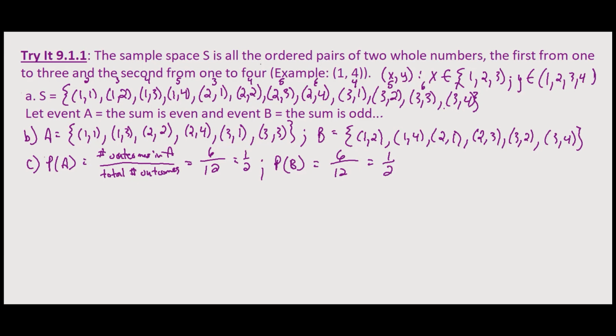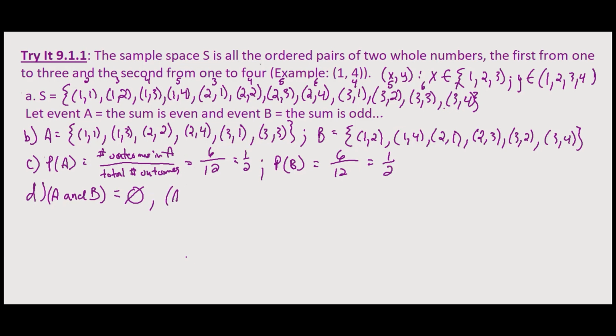Now with part D, we're looking at the event A and B. Well, A and B, one is the complement of the other. The first one is the sums are even. The second one is the sums are odd. So there's nothing in both A and B. They don't intersect. None of the outcomes in the sample space are in both event A and event B. So A and B is just going to be the null set.